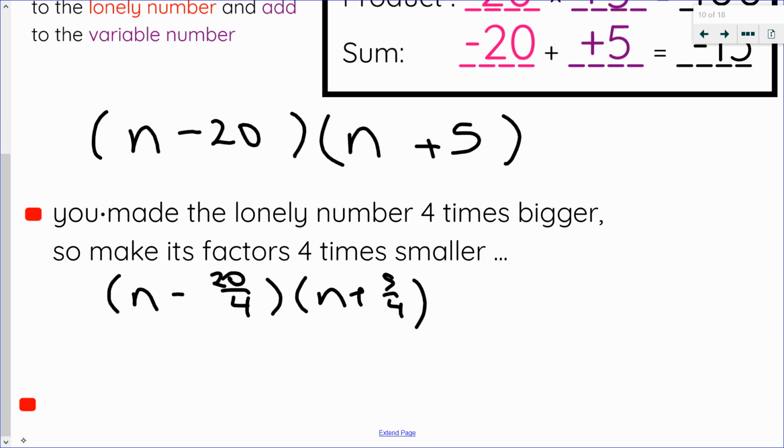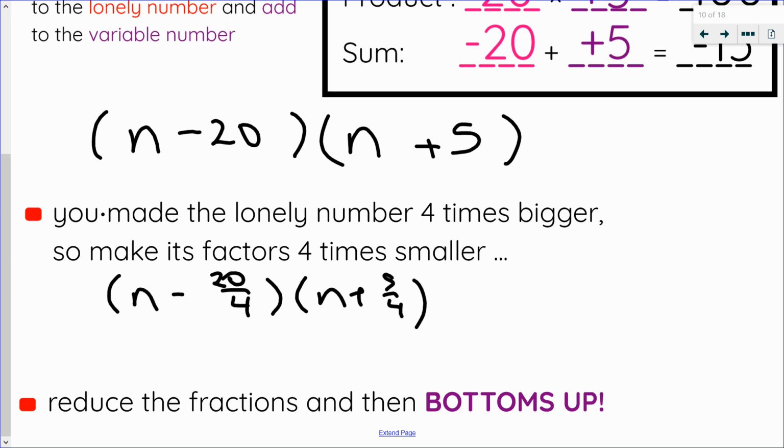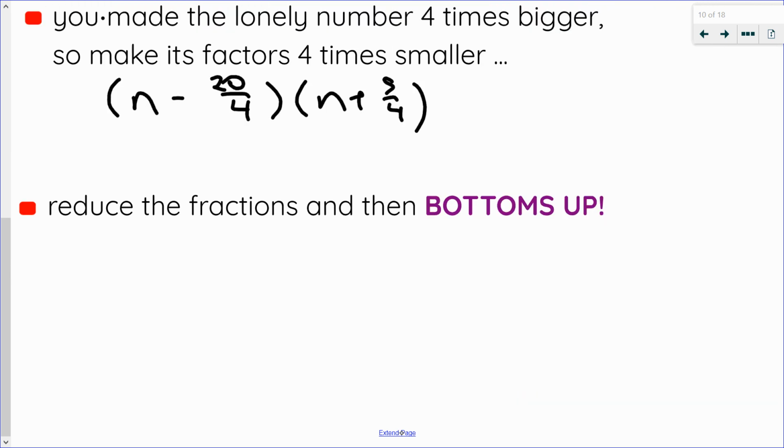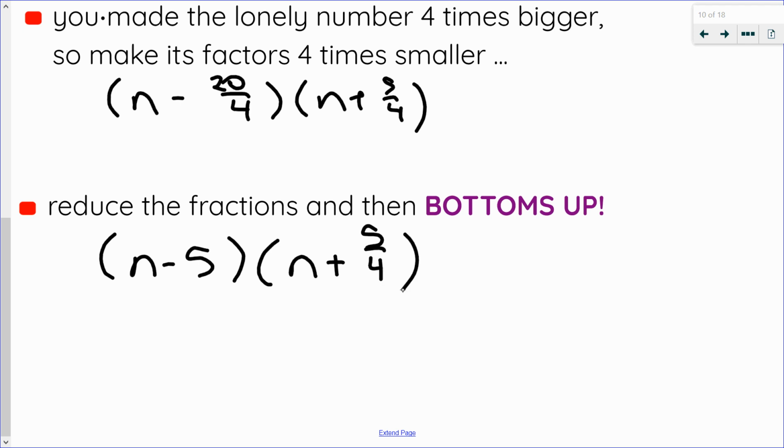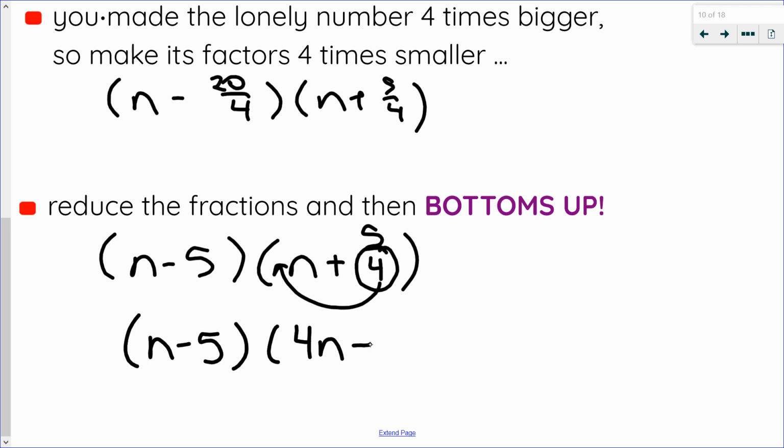Now in my next step, what I need to do is reduce any fractions that I have and then bottoms up. So 20 over 4 is just 5, and 5 over 4 is in lowest terms. Now remember, you're not allowed to have fractions when you factor, so that's why we need to take the bottom of the fraction and bottoms up, put it up front. So that means that this will factor as n minus 5 multiplied by 4n plus 5. You can always check that using the distributive property as well.